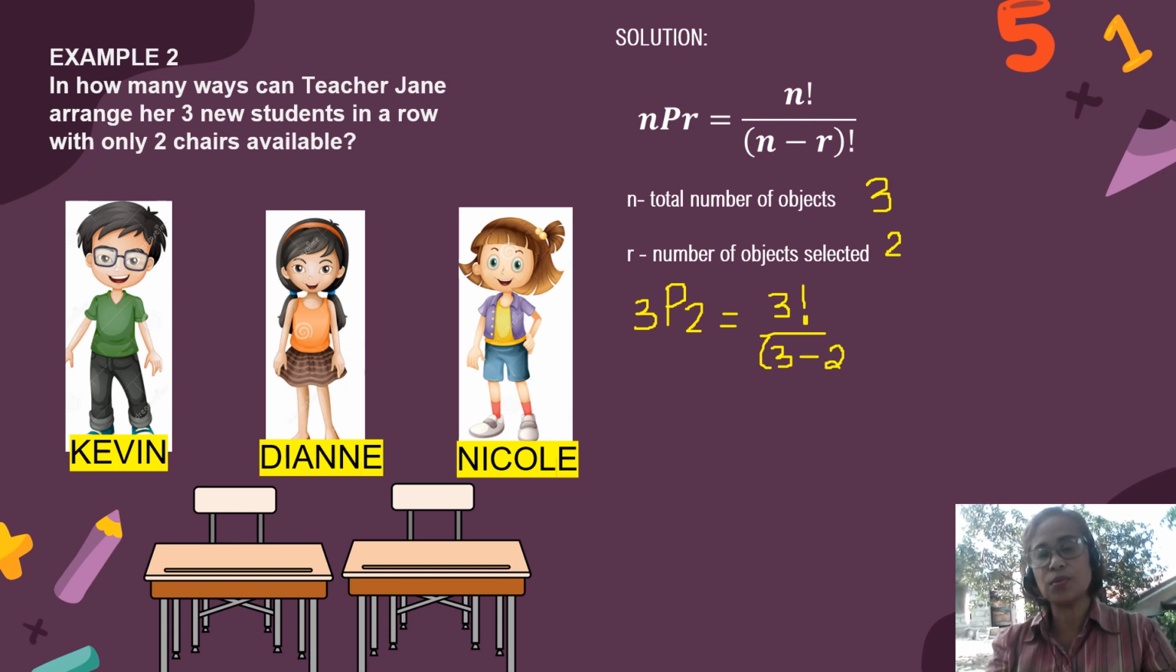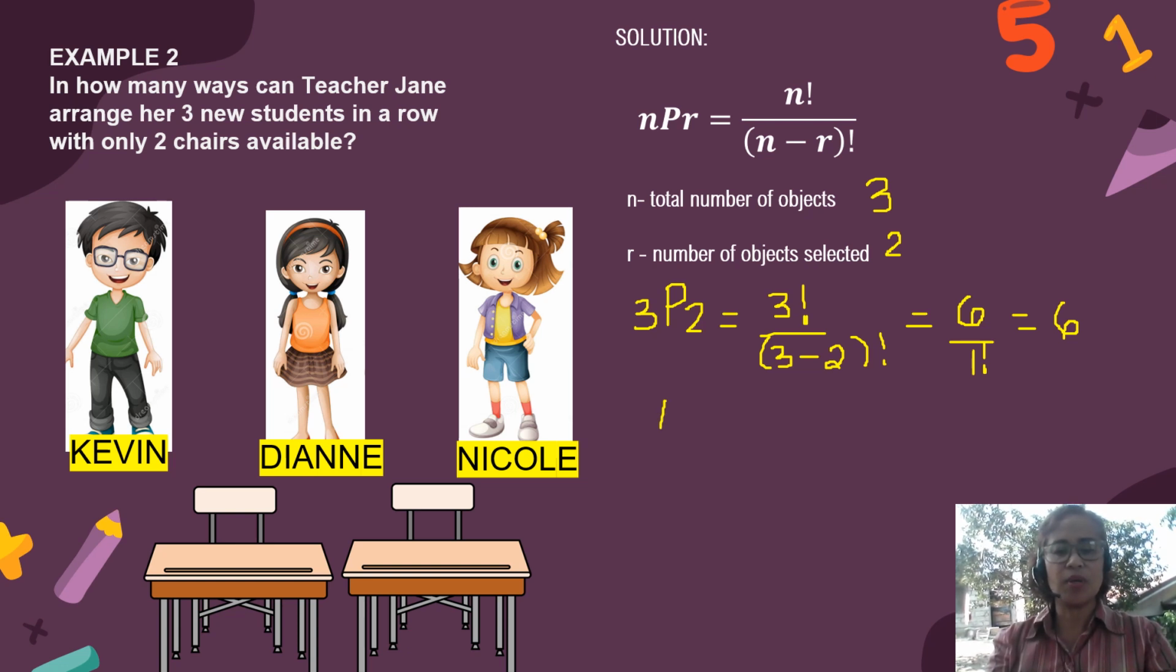minus 2 factorial. Since we know that the value of 3 factorial is 6, 3 times 2 times 1, we just write it there. And then in the bottom part, 3 minus 2 is 1. So we have 1 factorial, which is also equal to 1. So our final answer is there are 6 possible ways that we can arrange these 3 new students with 2 chairs.